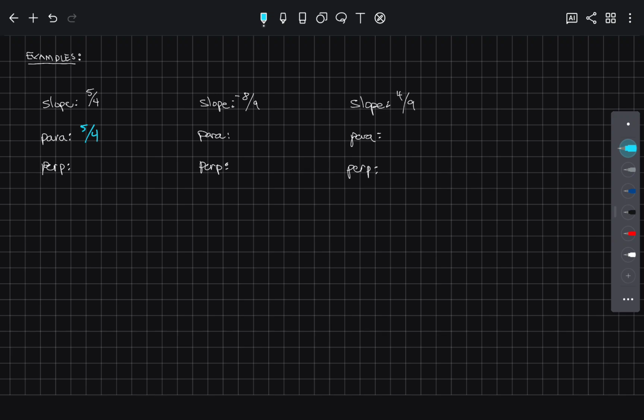Now for perpendicular, I'm going to flip it upside down. So 4/5. That 5/4 is already positive, so that means I'm going to make it negative. Boom. There you go. We just made ourselves a parallel and perpendicular slope.